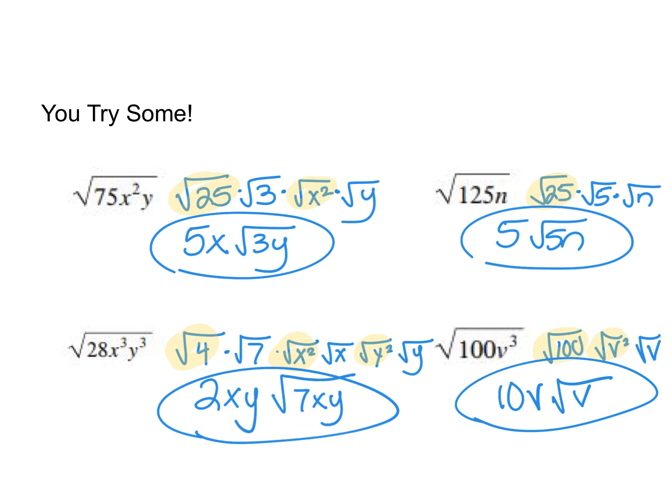And then with 100, v to the third, 100 was already perfect, so I left it. But v to the third had to break into v squared and v. So the square root of 100 was 10. The square root of v squared was v. And I left the other v that was not perfect in the radical.